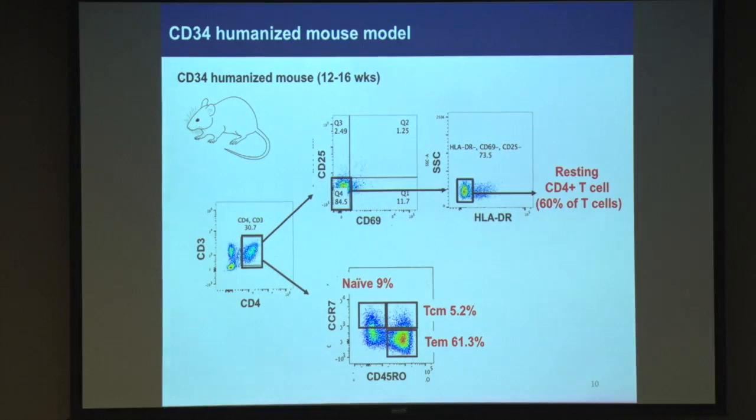And then the bottom panel shows the staining to distinguish different T cell subtypes, including naive, TCM, and TEM. Now, these T cell types are important for the study because these are the main cell types in which the HIV reservoir is found. So it's important to ask whether our targeted vector is able to get into these T cell types.